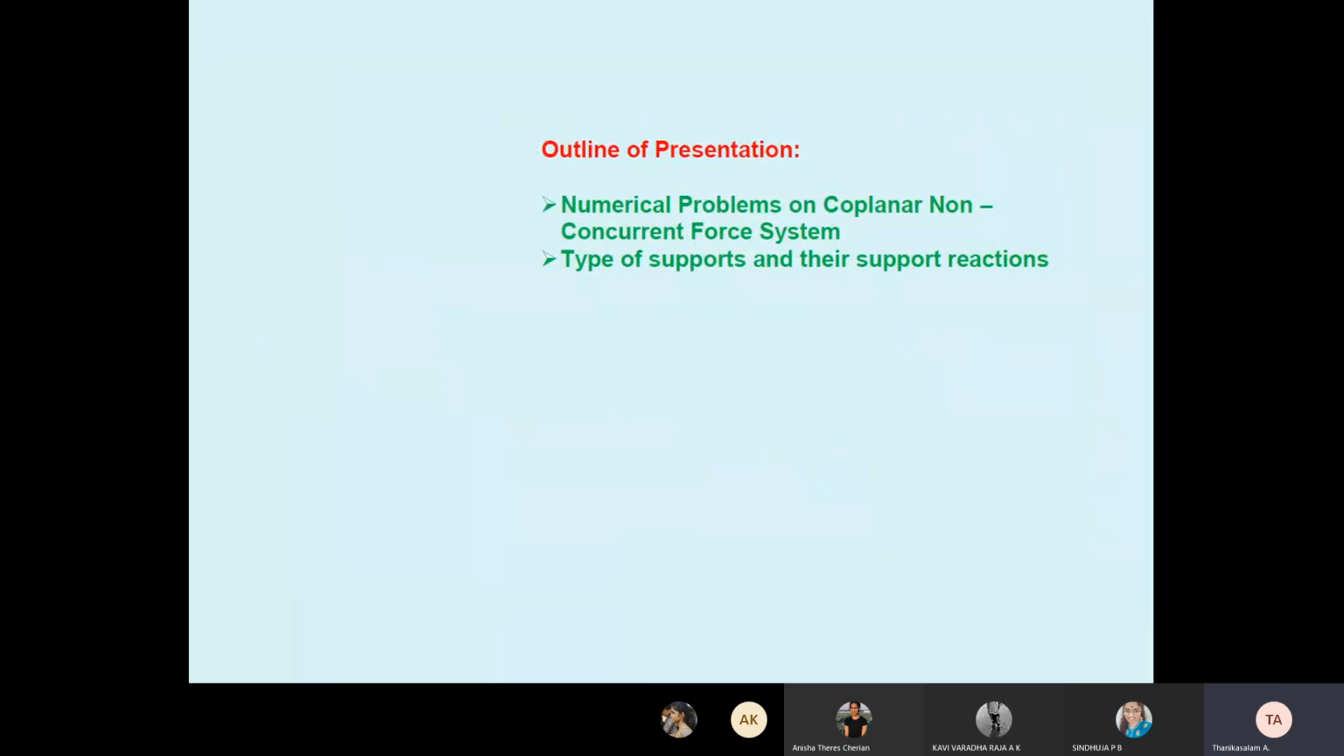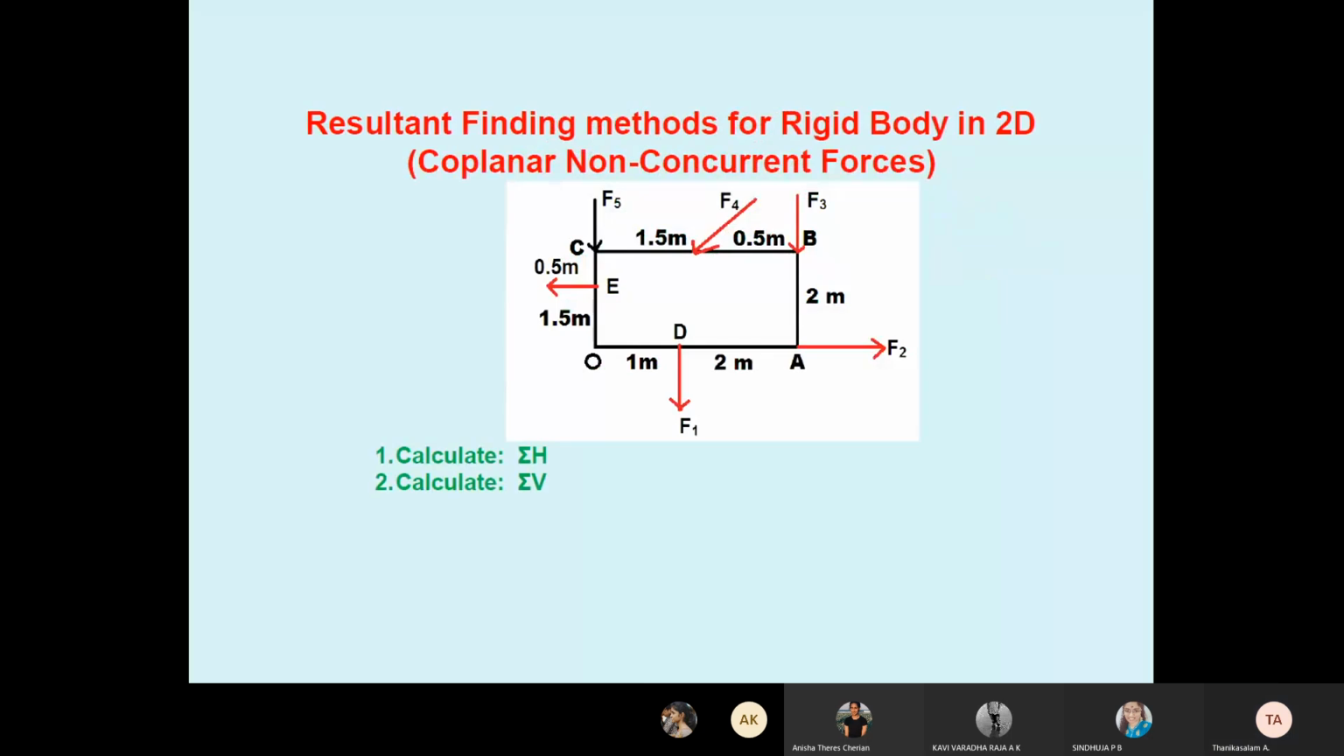Numerical problems on coplanar non-concurrent force system, type of supports and their support reactions. We are discussing equilibrium of rigid body in 2 dimensions. Rigid body means the body subjected to coplanar non-concurrent force. This is an example of a coplanar non-concurrent force system.